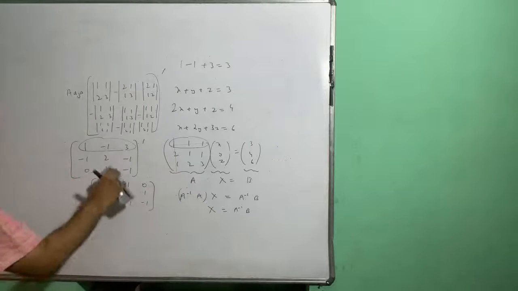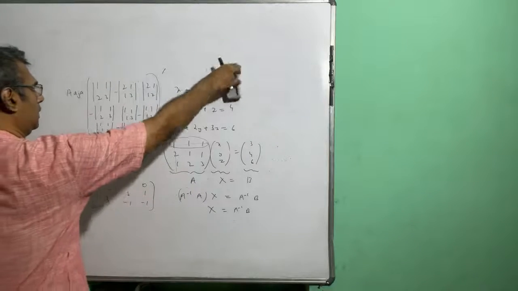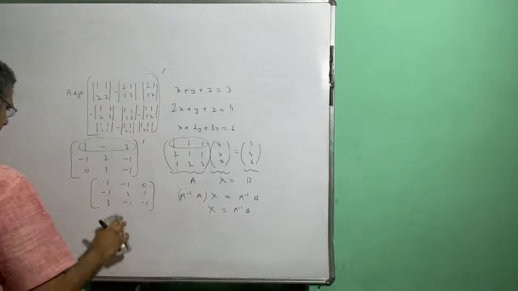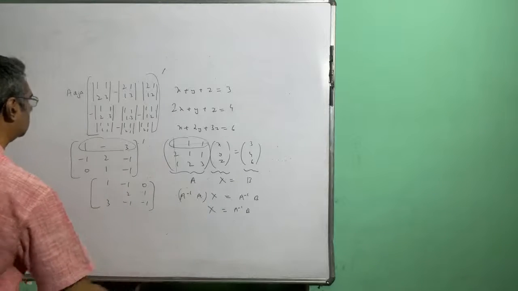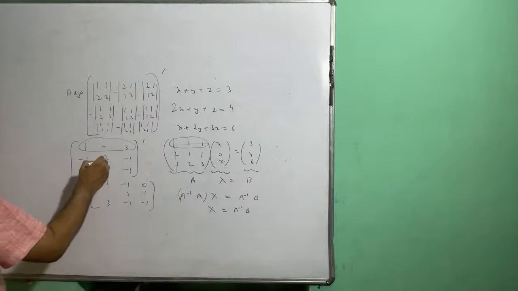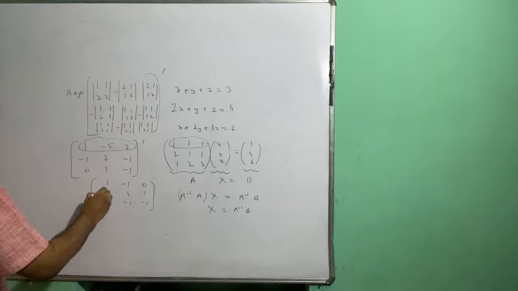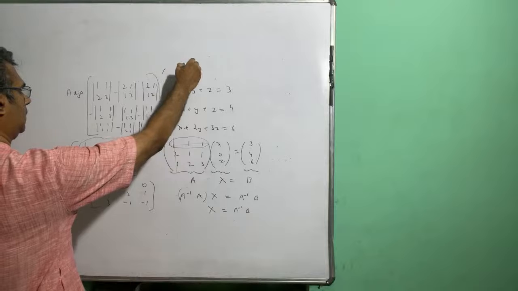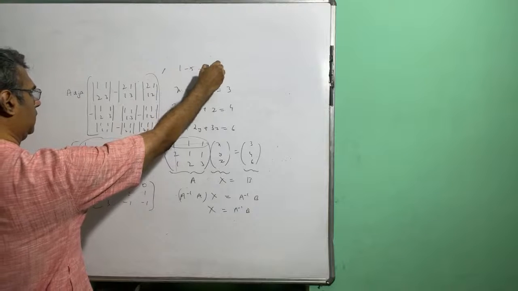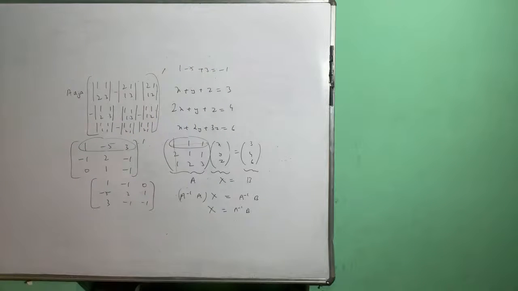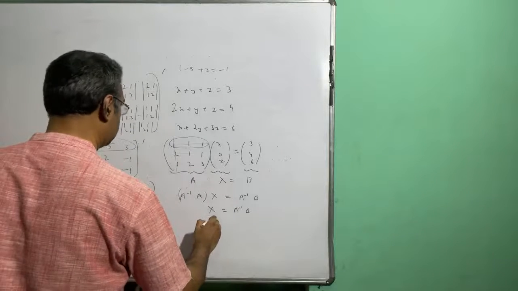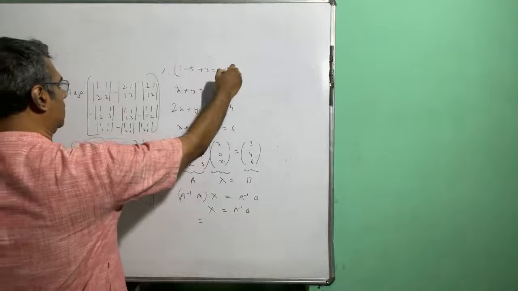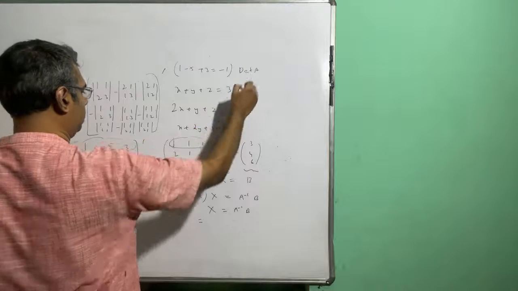And this is also not minus 1. This is minus 5. So once again 1 into 1 minus 5 into 1 plus 3 into 1. So it's coming to minus 1. Now it's okay. So this value is called the determinant of A.